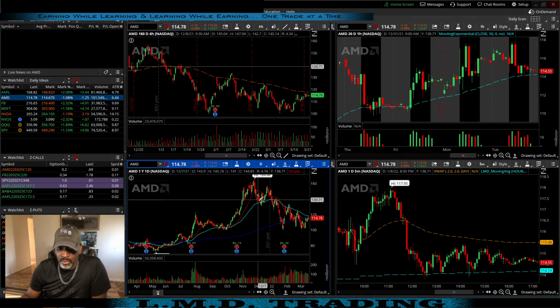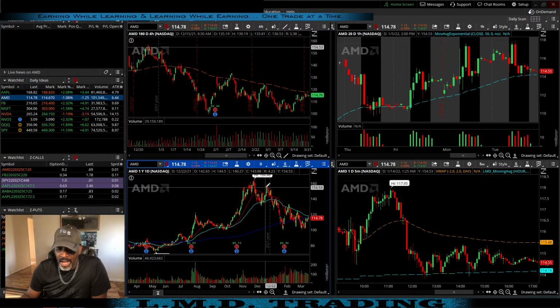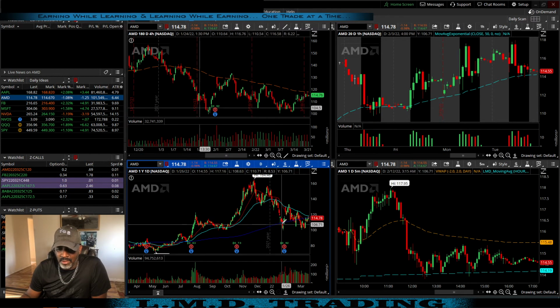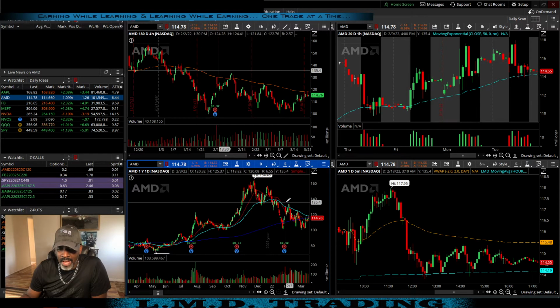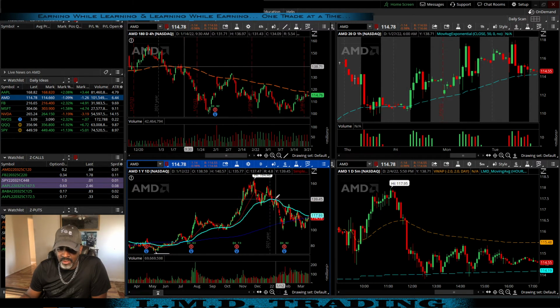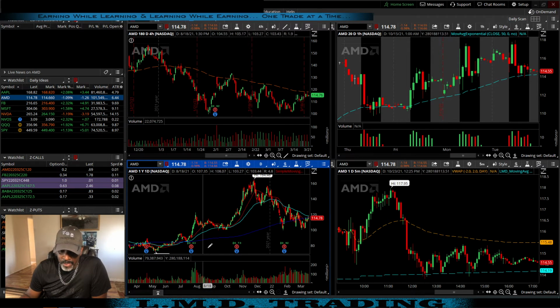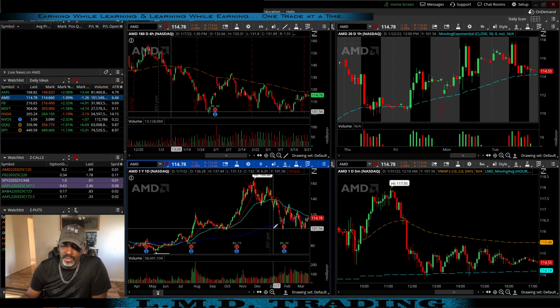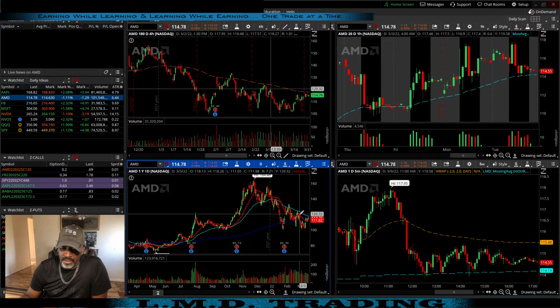It made this move and it set a lower high. Came down, it set another lower high. So these shorter moving averages, they're in a downtrend now. The 200 is still in an uptrend, but they're converging right there.